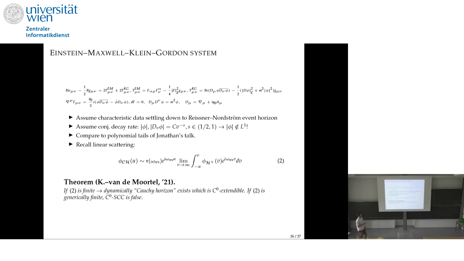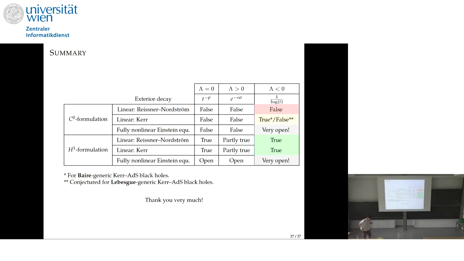So in fact, if this integral is generally finite, then C0 strong cosmic censorship would be false. And of course, it is also interesting, and this is some work we will hopefully put out soon, that if this is infinite, so if your decay rate on the exterior is actually resonant with the interior scattering poles, then there's a very weak C0 instability, or in a certain way you're C0 extendable, but in double null gauge you're not. And this concludes my talk. Thank you very much.